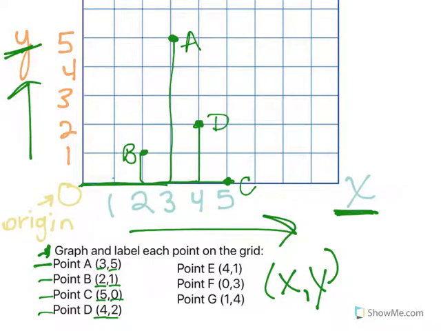So next we're going to go ahead and plot point E. And again, we see that our x-coordinate is 4 and our y-coordinate is 1. So we move horizontally on our x-axis 4, and then up vertically on our y-axis 1, and that is where we plot point E. Point F, we see the ordered pair is 0, 3, so x-coordinate is 0, y-coordinate is 3. So with my x-coordinate being 0, that means that I do not move at all on my x-axis, and we're only going to be moving vertically on our y-axis. So we go up 1, 2, 3, and that is where we plot point F.